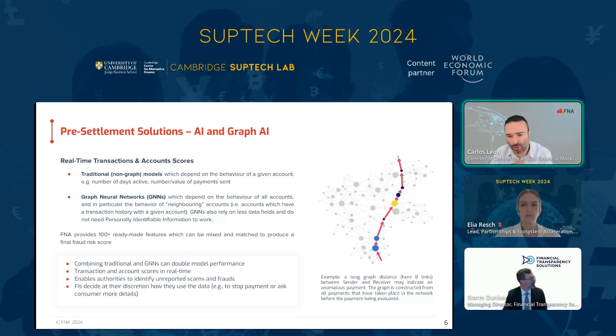And this part of the solution is not to replace what commercial banks or payment systems already have, but to augment and enhance it. Normally the existing solutions are based on biometric profiling or behavioral profiling, which has to do with how the users behave, but in an individual manner. What we provide is profiling based on networks. So that enriches the pre-settlement solution that financial institutions already have.